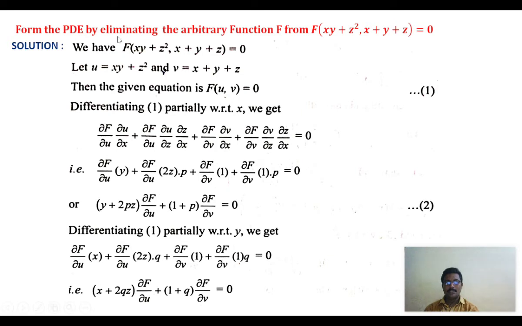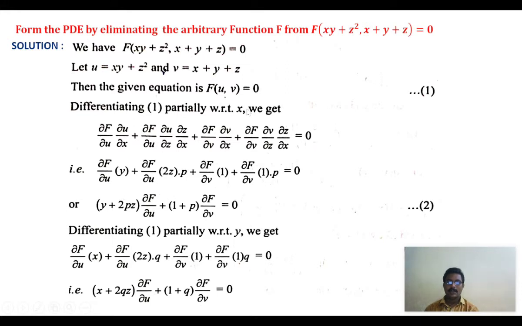Problem: form the partial DE by eliminating f from f of (xy plus z square, x plus y plus z) is 0. Given expressions, let them be u and v, expressions in x, y, z. Now the equation is clearly f of (u, v) equal to 0. Differentiating partially with respect to x, we'll have this equation by using the chain rule. On simplifying the equation, we'll get this equation. Here, dou u by dou x, dou u by dou y, dou u by dou z, dou v by dou x, dou v by dou z values are replaced. Those are obtained by differentiating u, v partially with respect to x, y, z.